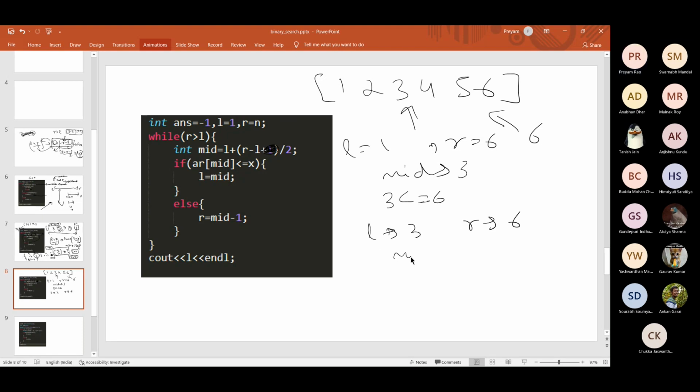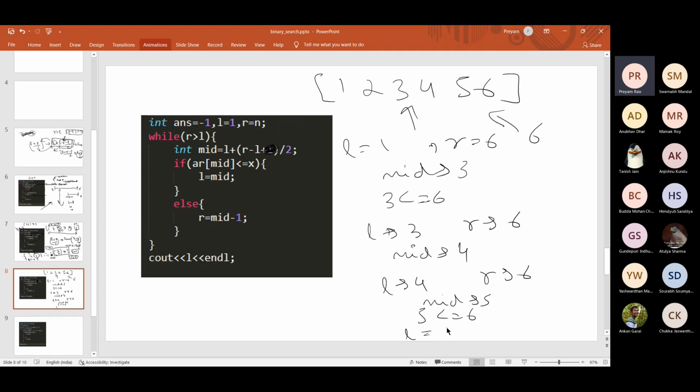Again, mid would become equal to 3 plus 6/2, which is 4. We'll check if 4 is less than or equal to 6, which it is. So L would be equal to 4. And then again, mid would be equal to 5. We'll check if 5 is less than or equal to 6. 5 is less than 6. So L would be equal to 5.